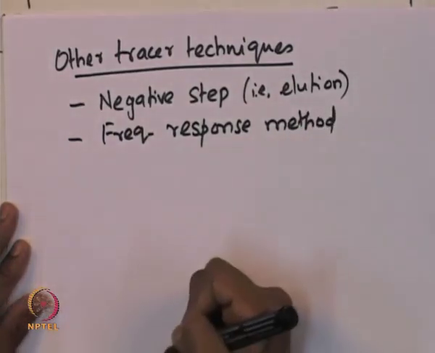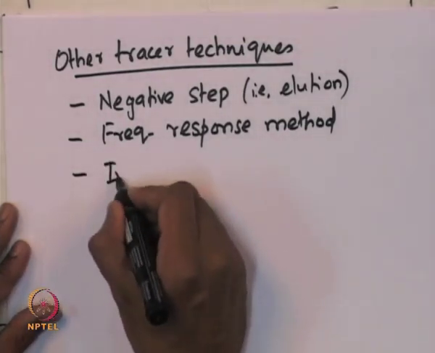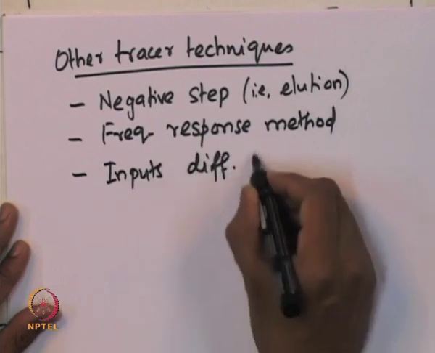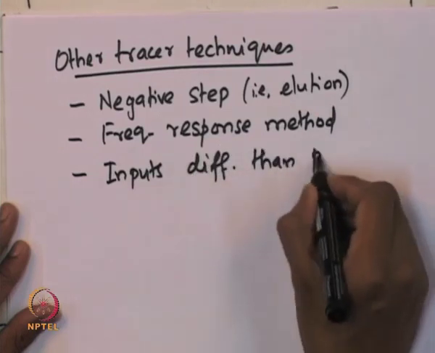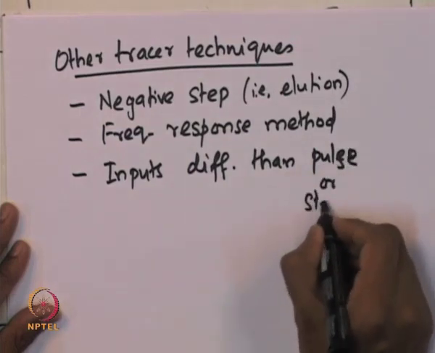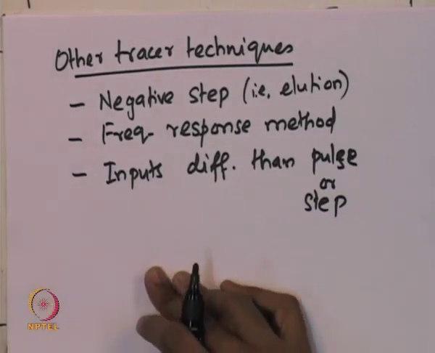It is called the frequency response method, and the third method is basically one can use inputs which are other than pulse or step. So, there can be other types of inputs that can be provided, and these are not very common methods, and so they will not be discussed in this course.